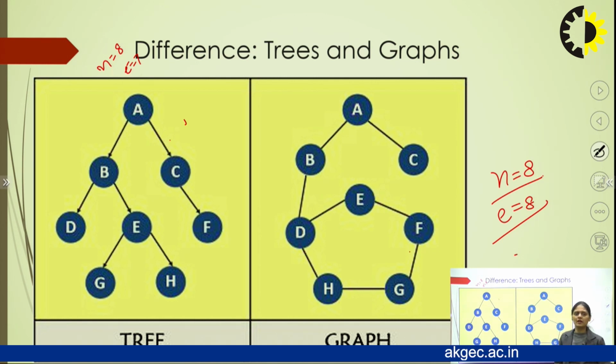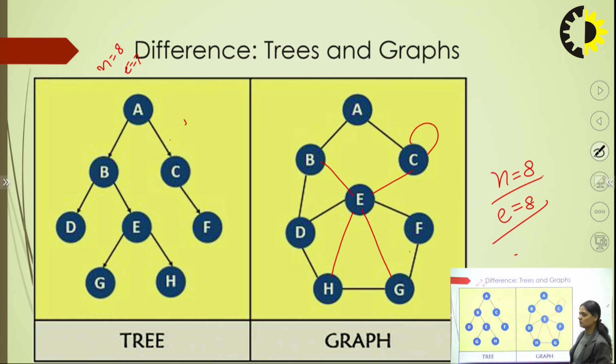And in case of a graph, there are multiple edges. Parallel edges are always there. Even more edges we can insert, just like over here, like this. This is a graph, having multiple edges and multiple paths from one node to another. But in case of trees, the tree is a minimally connected graph.